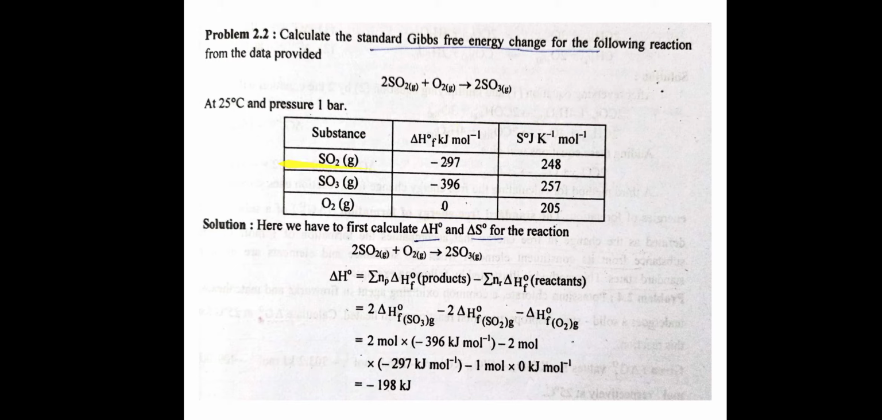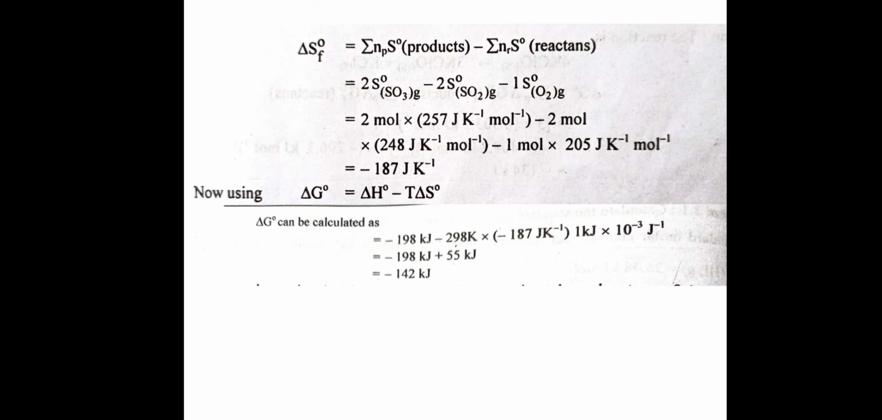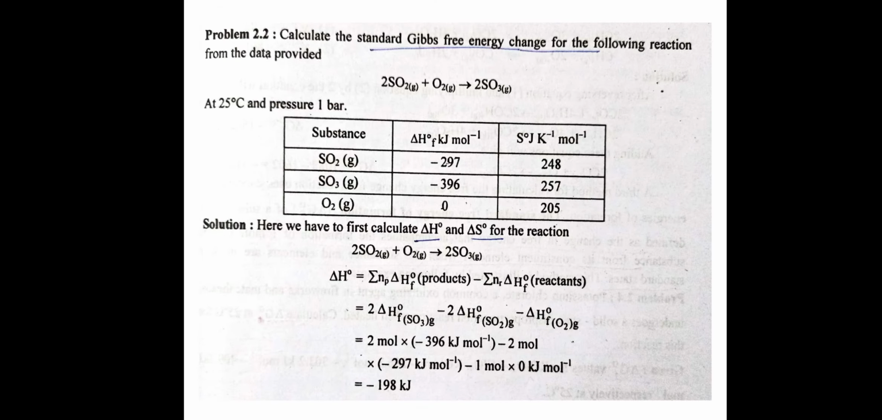The SO2 gas has delta HF0 value of minus 297 kilojoule per mole, where delta HF0 is the standard heat of formation of that substance, and S0, that is standard entropy values, are given to us. Now see the solution. We have to calculate the standard Gibbs free energy, meaning the value of delta G0. The formula to calculate delta G0 is equal to delta H0 minus T delta S0. So we have to calculate delta H0 and delta S0 for this reaction.